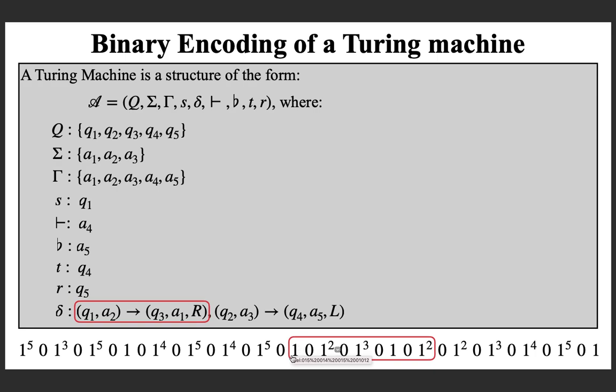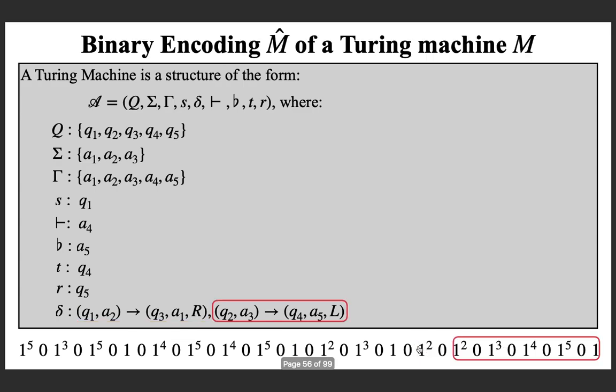So this tells from the first state, that is Q1, for the second input alphabet, that is A2, change the state to the third state, that is Q3, replace the second alphabet with the first alphabet, A2 with A1, and move right because it is the second direction. Similarly, the next transition function, from the second state for the third alphabet, change to the 4th state, replace this third alphabet with the 5th alphabet, third with the 5th, and move left.